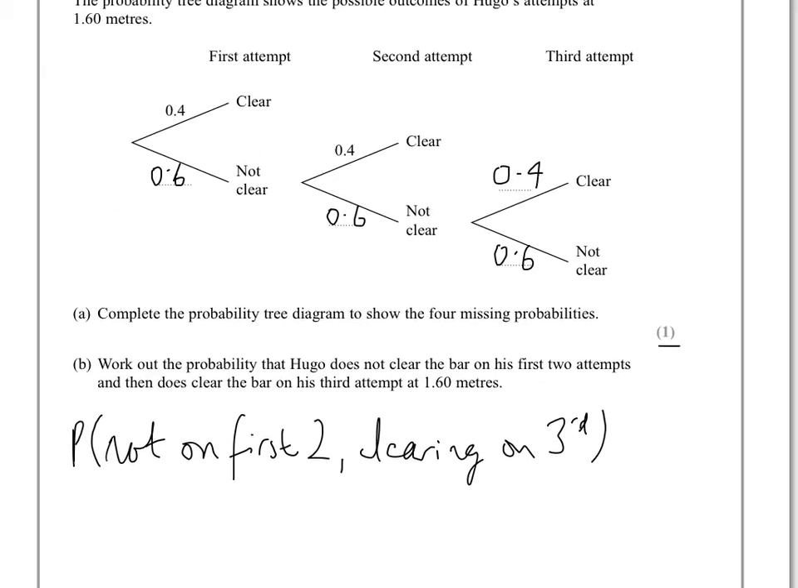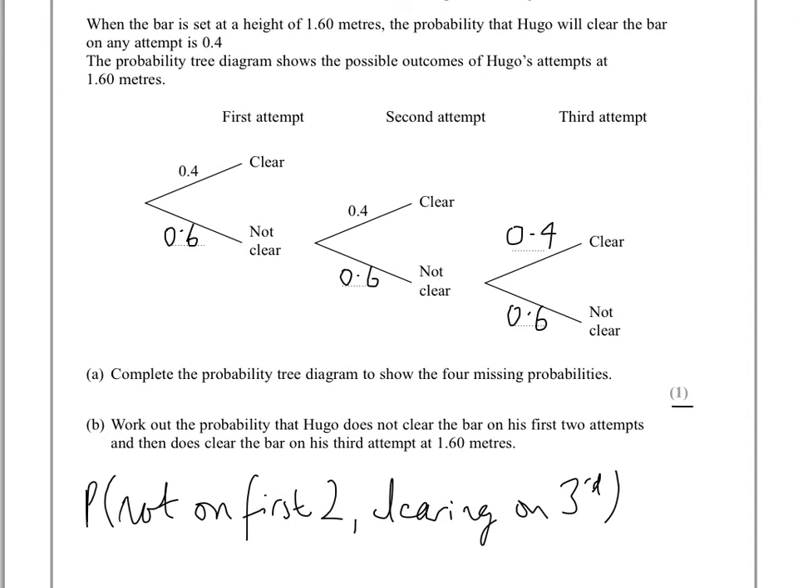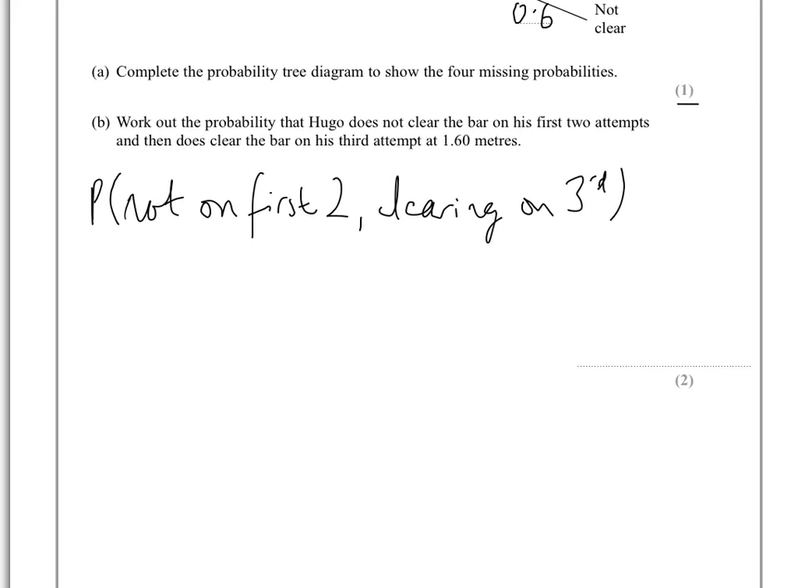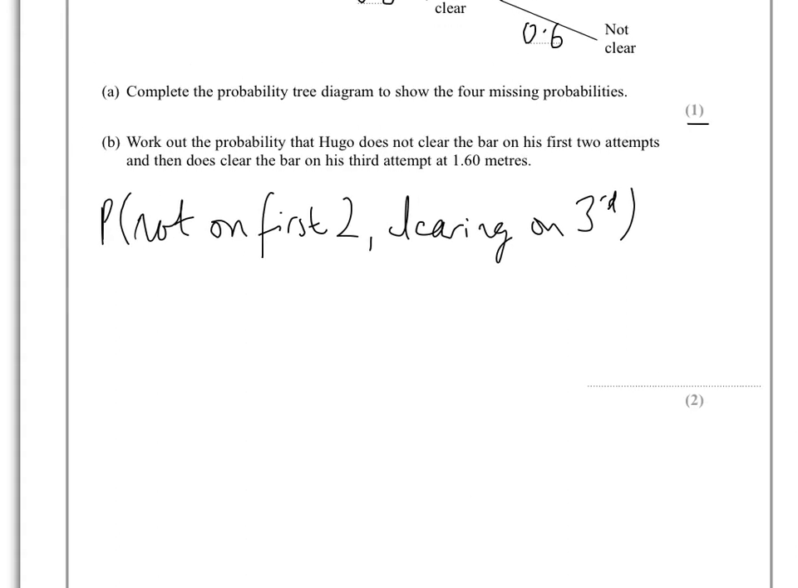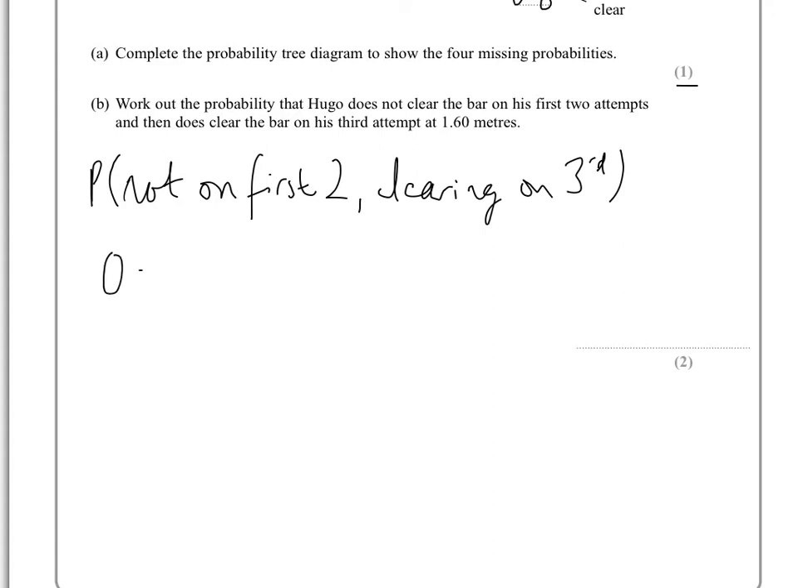So if you go up to the probability tree diagram, essentially what we're saying is he doesn't clear it, then he clears it. So it's not clear, and not clear, and clear. And when we say and, as you remember, the and rule tells us to multiply. So essentially what we're saying is probability of not clearing, which is 0.6, multiplied by the probability on the next go that he doesn't clear it, which is 0.6, multiplied by the probability that he does clear it on the third attempt, which is 0.4, and when you multiply that together you get 0.144.